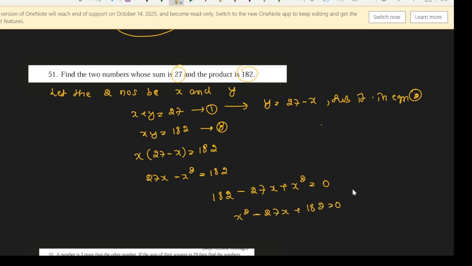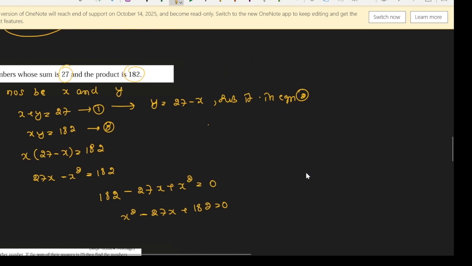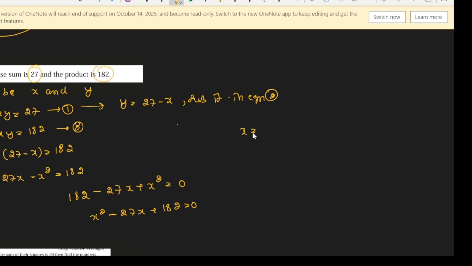Now use any method. Okay, maybe splitting the middle term, or else x is equal to minus b. What is the quadratic formula? x is equal to minus b plus or minus root of b square minus 4ac divided by 2a. Okay, so what is a here? Take the value of a, the coefficient of x square, and b and c, substitute them and get the value of x. I'm writing the answer: x is equal to 14 and x is equal to 13.